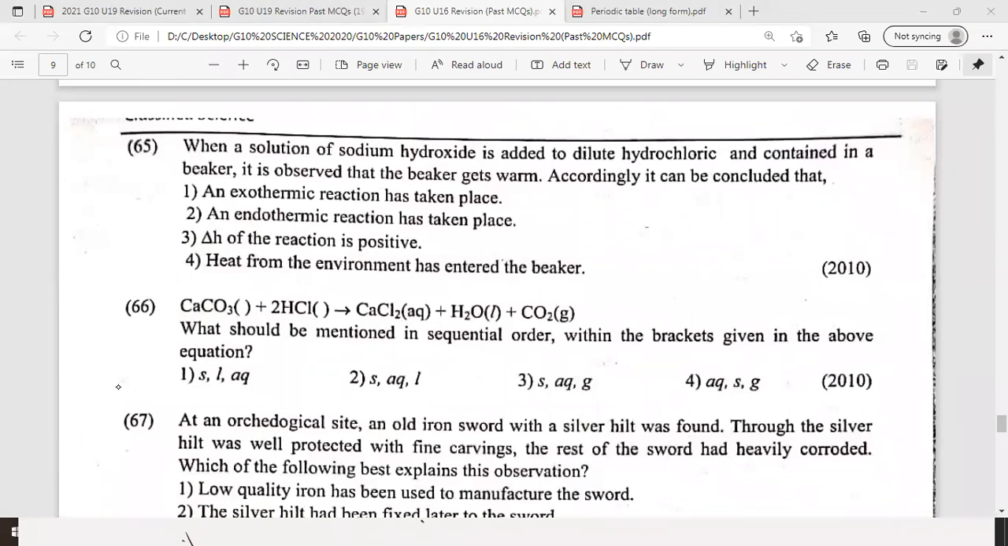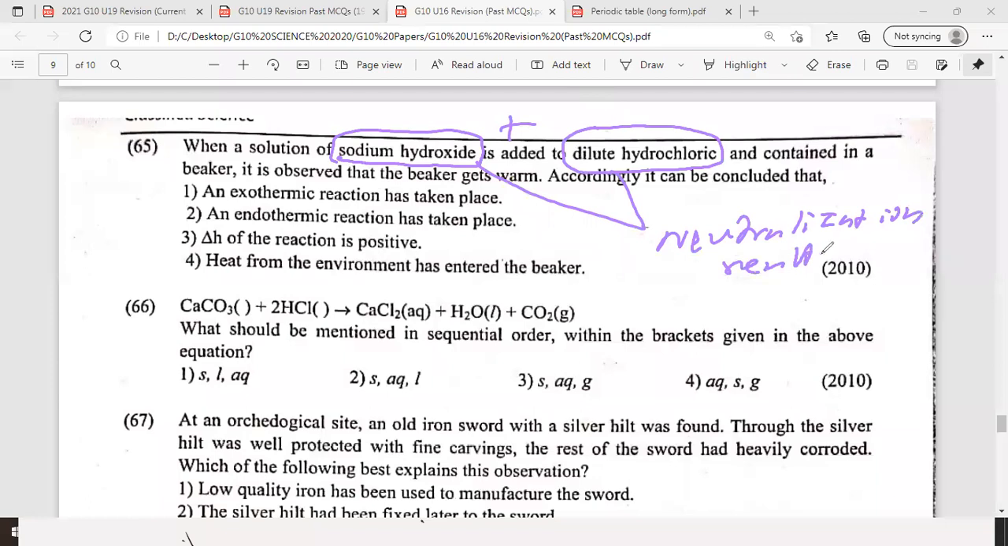Exothermic and endothermic are not in the grade 11 syllabus, but anyway, they are under the new syllabus. Sodium hydroxide is a base. This is an acid. When an acid reacts with a base, what do we call it? A neutralization reaction. Because in grade 10 you learn double displacement, single displacement, decomposition, combination. This is a neutralization reaction and an exothermic reaction.